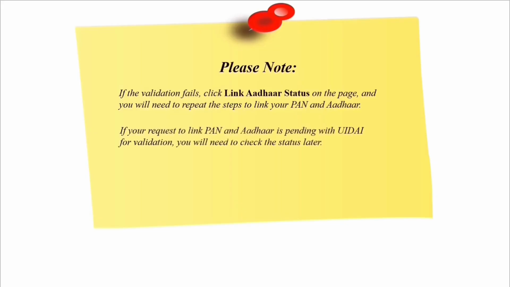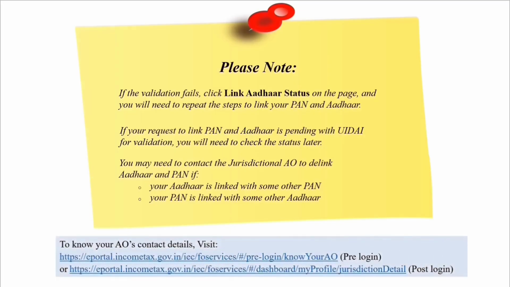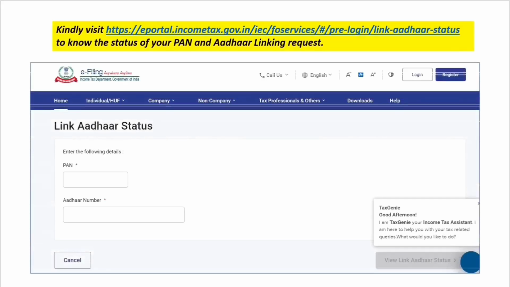If your request to link PAN and Aadhaar is pending with UDAI for validation, you need to check the status later. However, if your Aadhaar is linked with some other PAN or your PAN is linked with some other Aadhaar, you would be required to contact your jurisdictional assessing officer to de-link Aadhaar and PAN. Kindly visit the e-filing portal to know the status of your PAN-Aadhaar linking request.